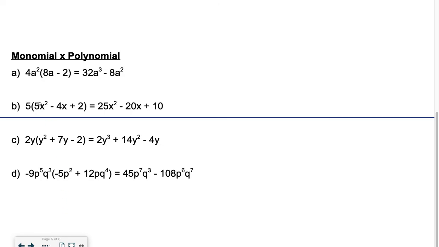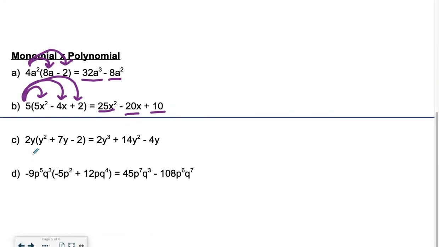When it's a monomial times a polynomial, you will use the distributive property. 4a squared times 8a is 32a to the 3. 4a times negative 2, or a squared, is 8a squared. 5 times 5 is 25x squared minus 20x plus 10.